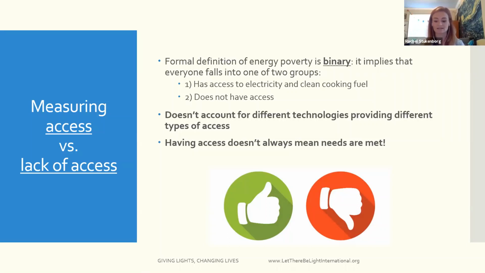Furthermore, having access doesn't always mean that needs are met. For example, someone might live in an area where a grid connection is available, but if they're unable to afford the cost of electricity, they're not able to have electricity in their home. And this is a concept we'll talk about more in depth later, but it's known as the affordability gap.